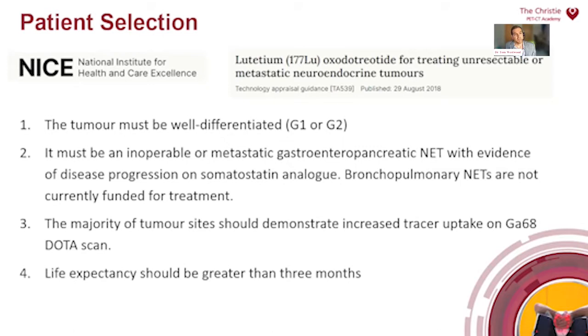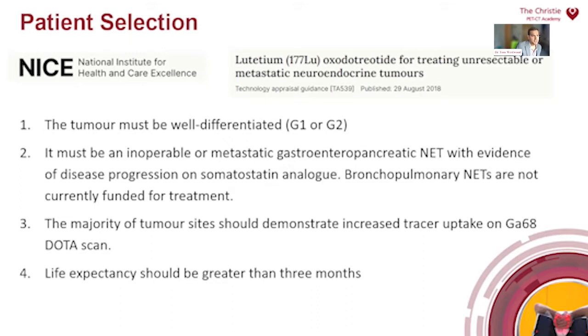They stipulated that the majority of tumor sites should show increased uptake, I've said, on gallium dotatate, but actually that was just somatostatin receptor imaging in general, and that life expectancy should be 3 months. So these were pretty sensible criteria really based on the evidence, but they do leave some ambiguity, such as exactly what constitutes disease progression, for example.